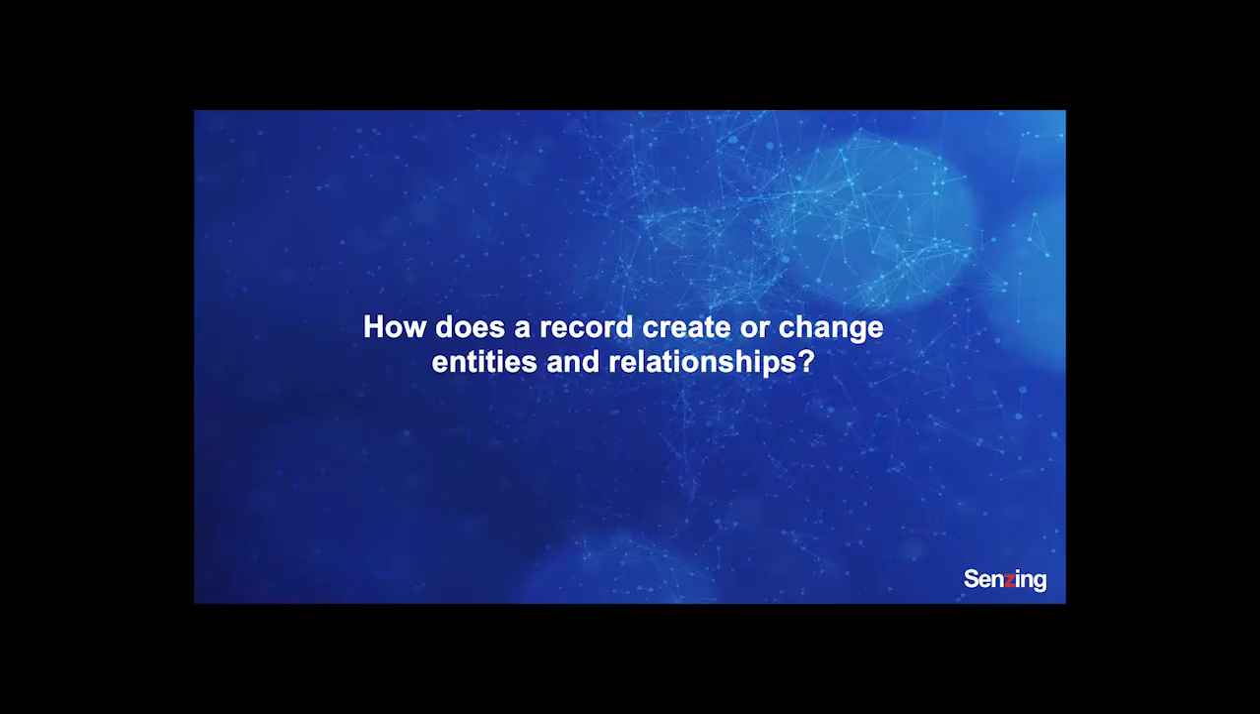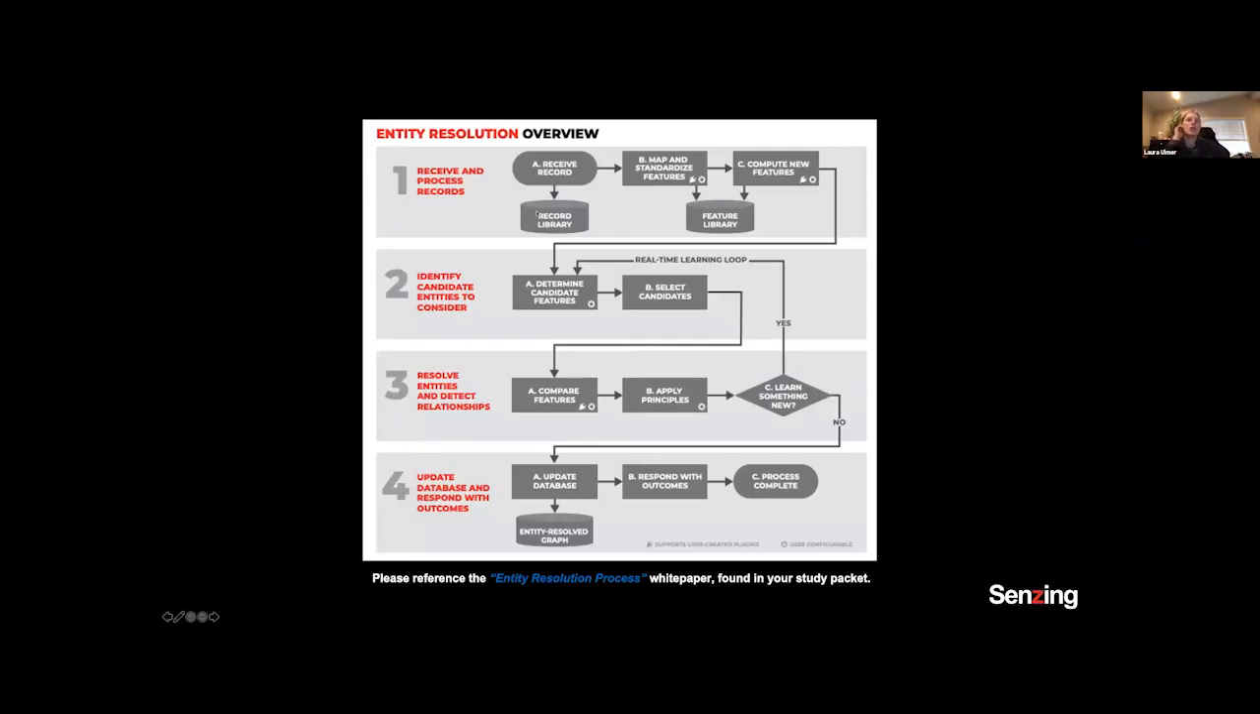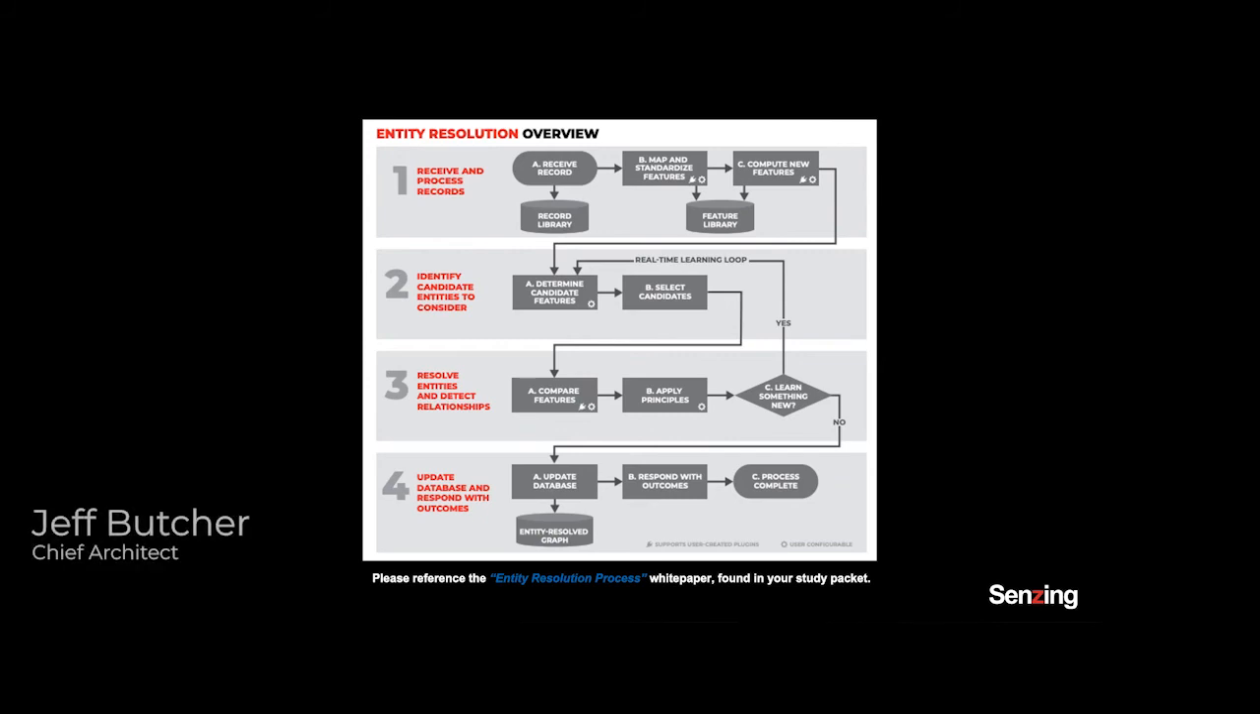Let's talk about the life cycle of a record as it is evaluated to become part of an entity, as well as other behaviors that happen in the engine. You'll find this in the entity resolution process white paper found in your study packets. So Jeff, if you will, tell the story of what happens as a record enters the system and goes through the process of becoming part of an entity, or changing what is known about entity relationships, or about entities themselves. Yeah. So the first step is receive and process records.